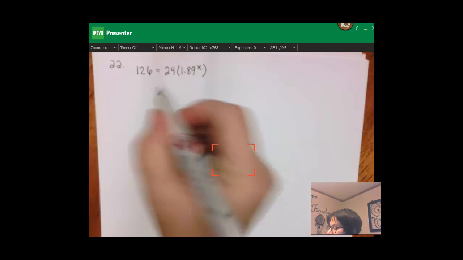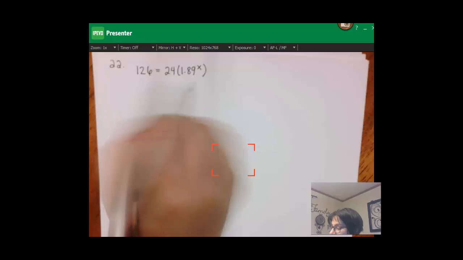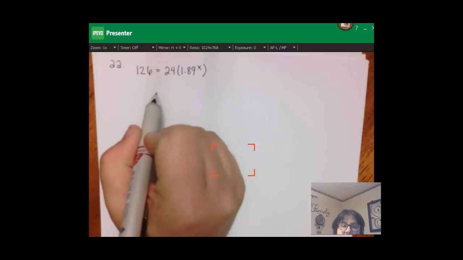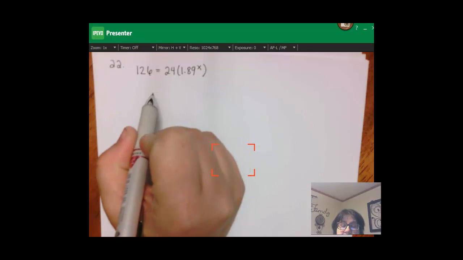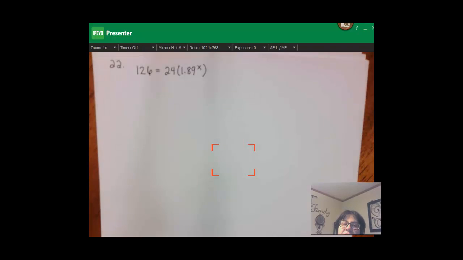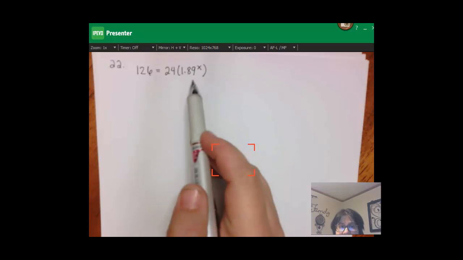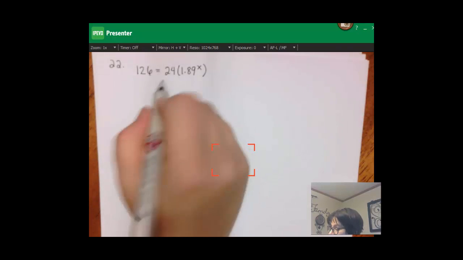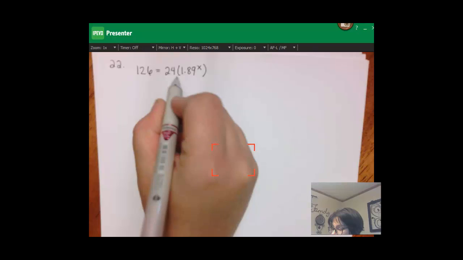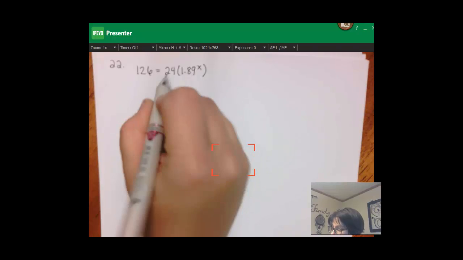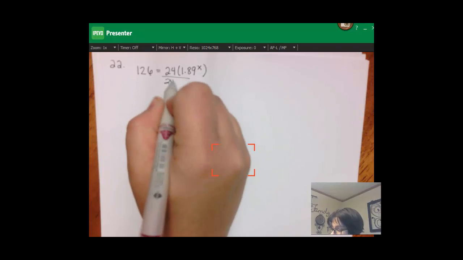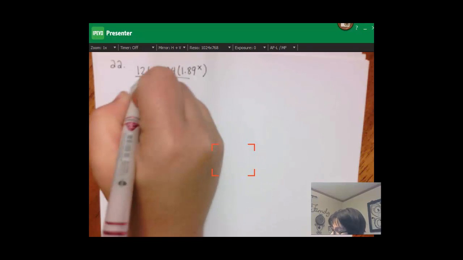All right, number 22. So here's the problem. On all these, you want to ask yourself, am I going to need a log to solve the problem? So how do you know that? Well, if the variable is up there in the exponent, eventually you're going to need a log. So we can't do it right away because you have to have the term with the exponent by itself. So you're going to divide by 24 on both sides.